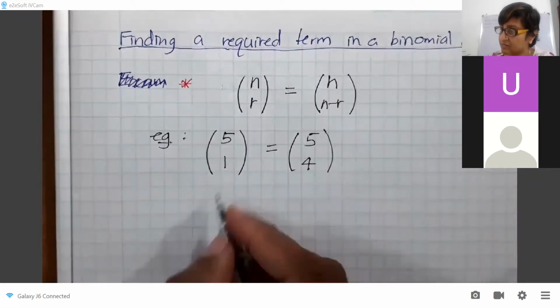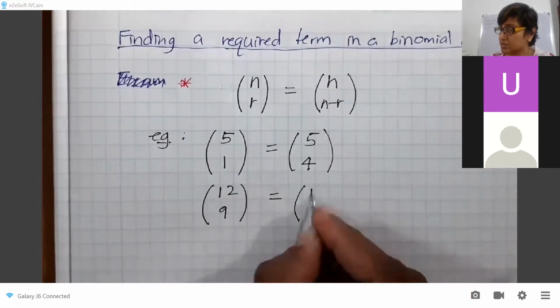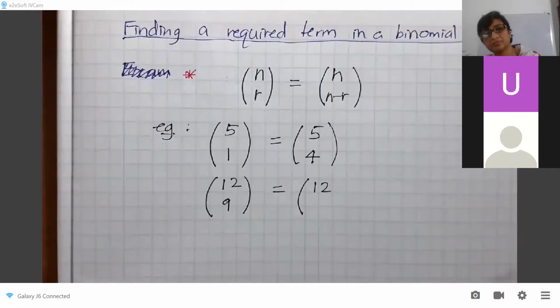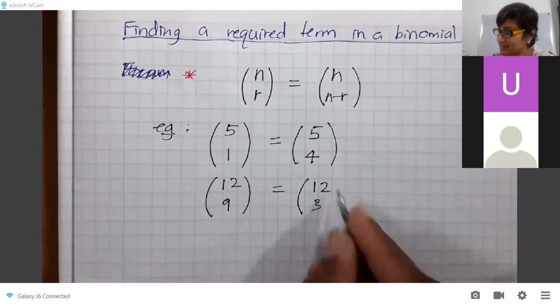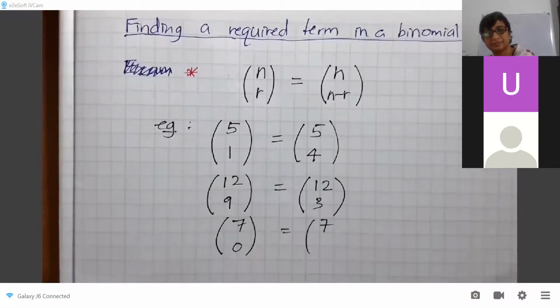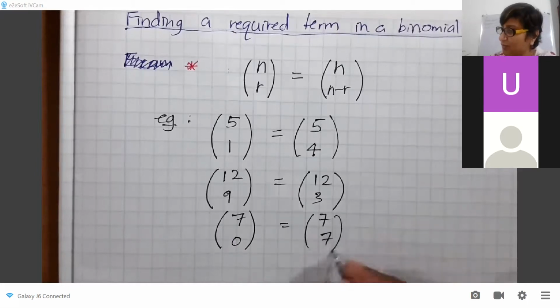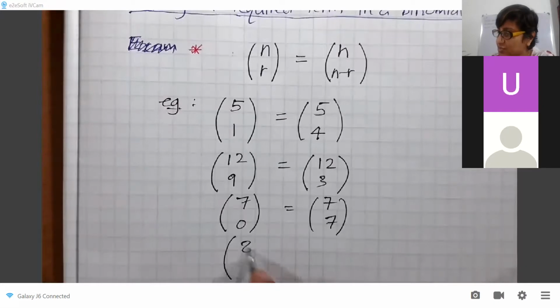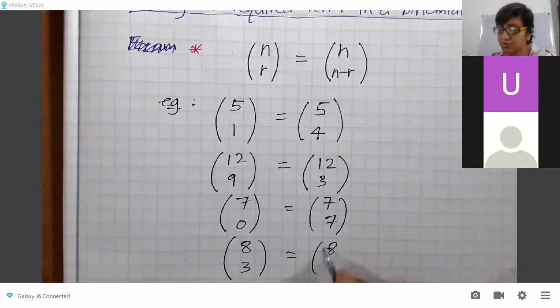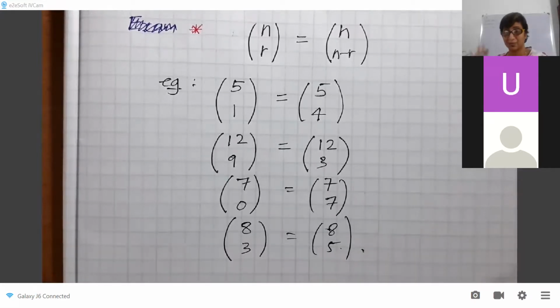If I say 12 choose 9 is the same as 12 choose what? 12 choose 3. Very good. 7 choose 0 is the same as 7 choose what? 7 choose 7. Good. One more. This is just simple, right? 8 choose 3 is the same as 8 choose what? 8 choose 5. Very good. Okay. Now, because we are using that in this.